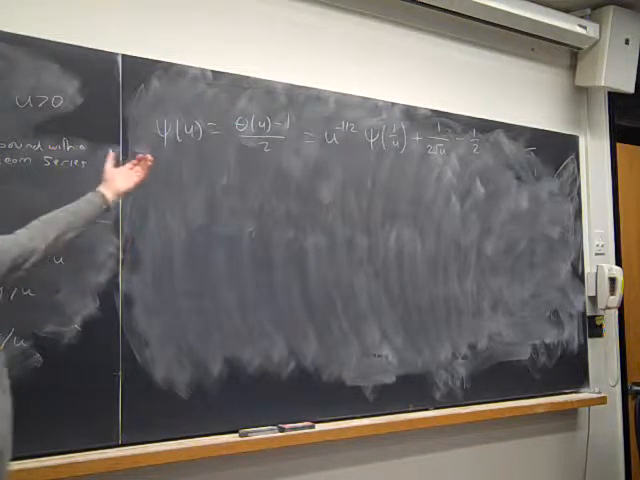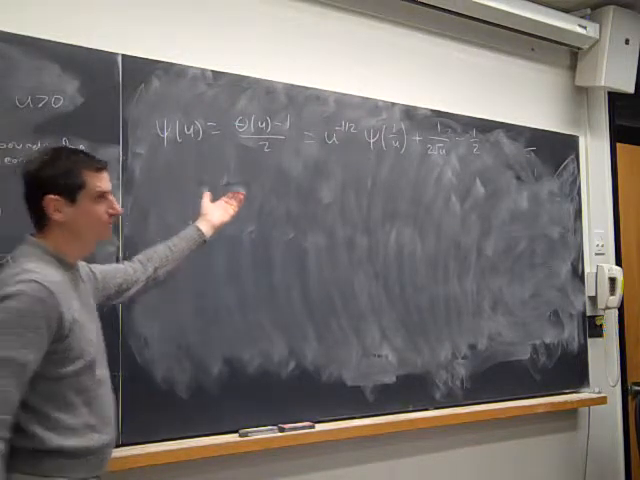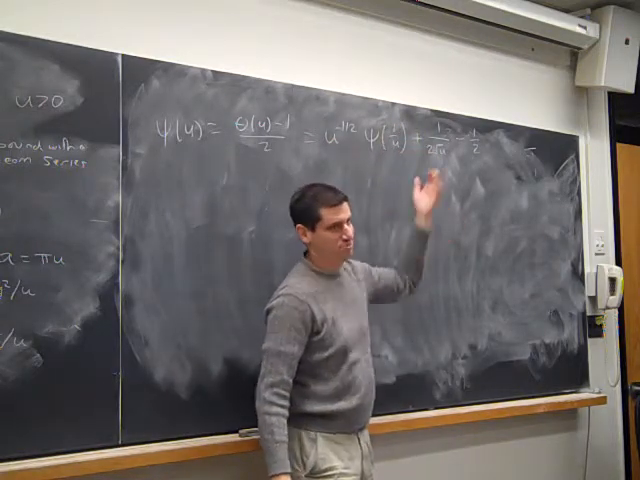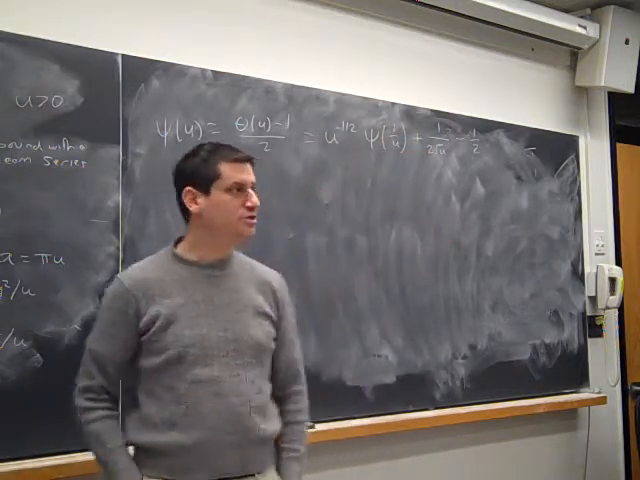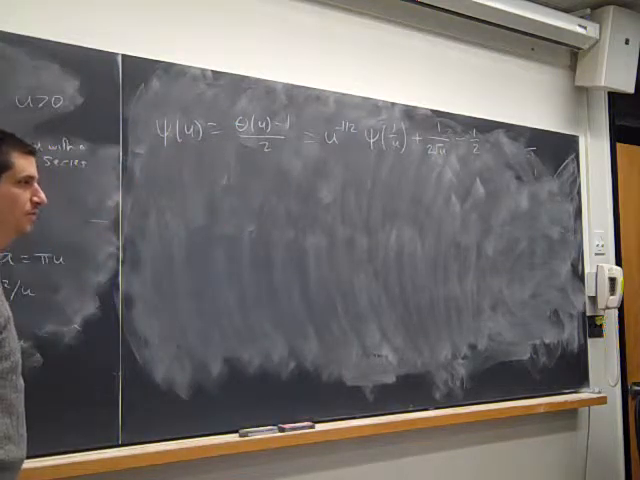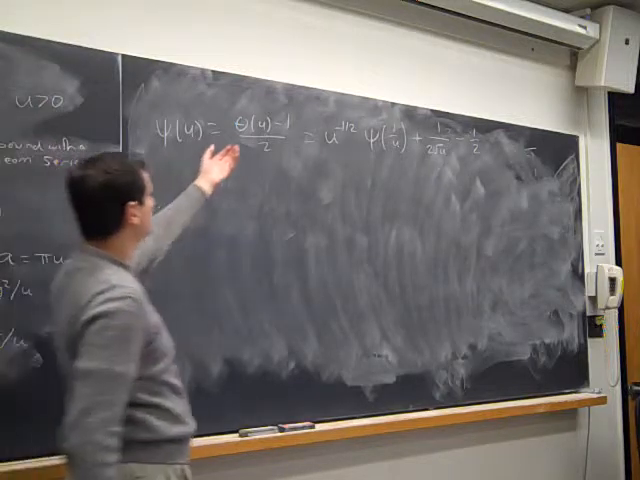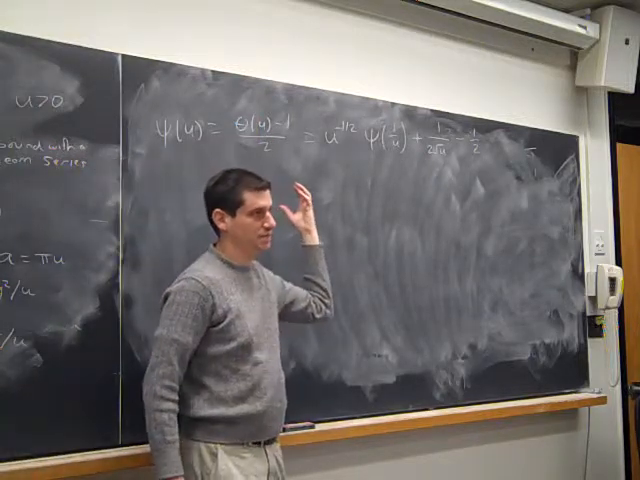Easy. We know how theta transforms, right? So just shove in 1 over u, and then just do the algebra. So this is just algebra. Nothing deep here. But not surprisingly, if theta transforms nicely, c transforms nicely.